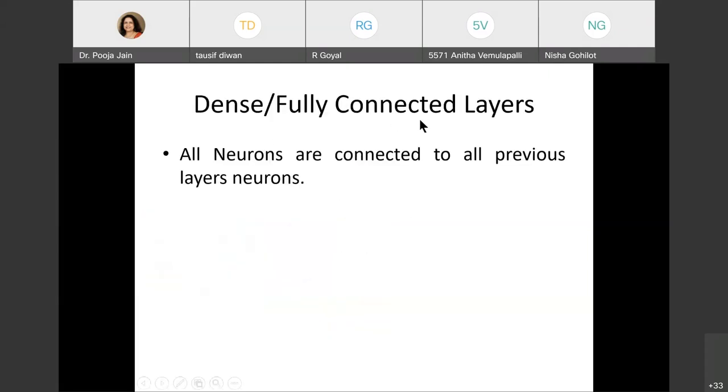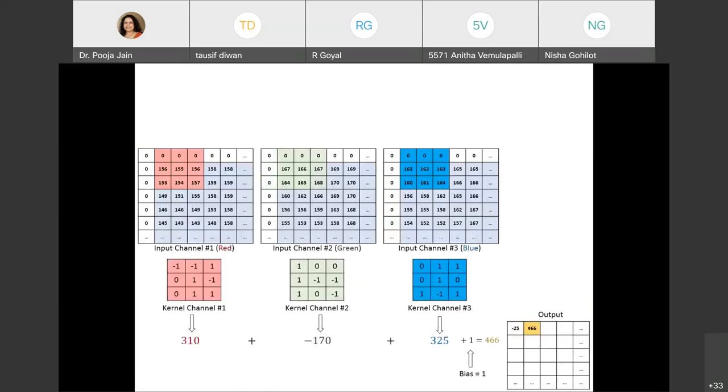One more layer is there. This layer is known as the dense or fully connected layer. All neurons in the layer are connected to all the neurons in the previous layer.